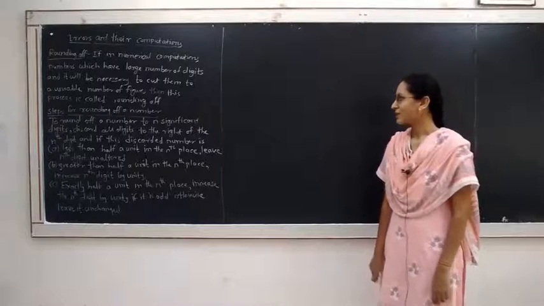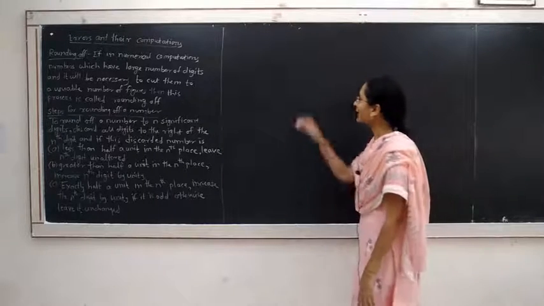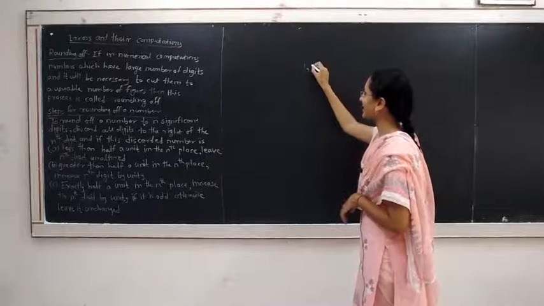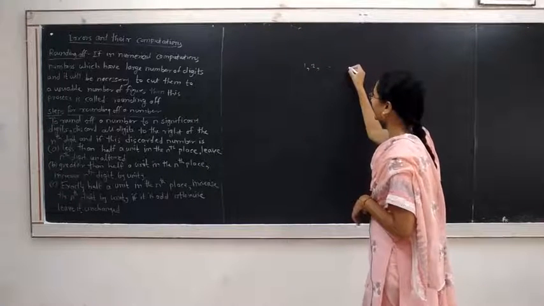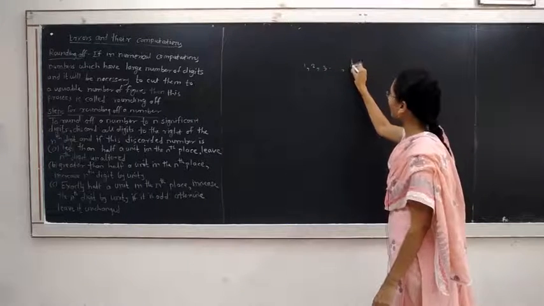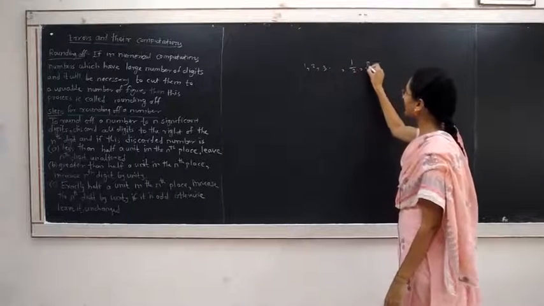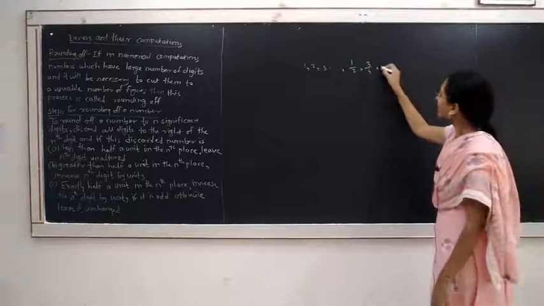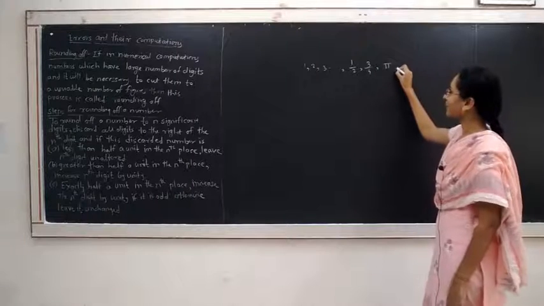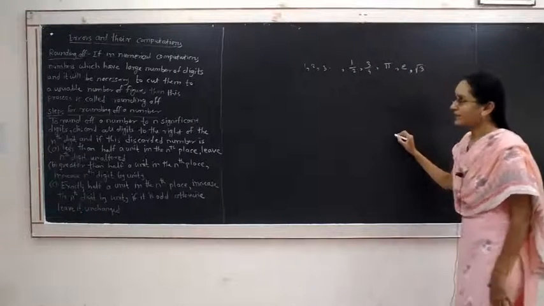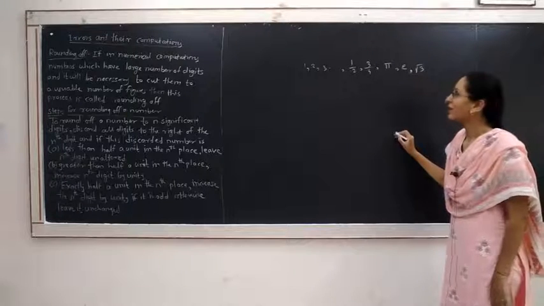The exact numbers are the numbers of the type. Suppose the numbers are natural numbers or positive integers 1, 2, 3 and so on. The numbers of the form 1 upon 2, rational numbers, 3 by 4, these are also exact numbers. Another number is pi, e, square root of 3, these are also exact numbers.